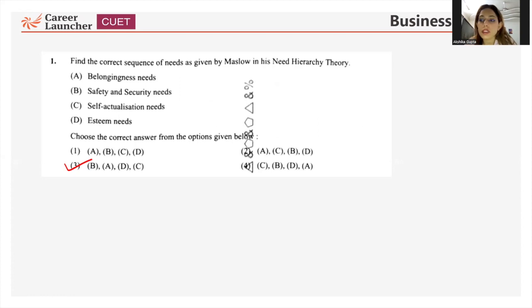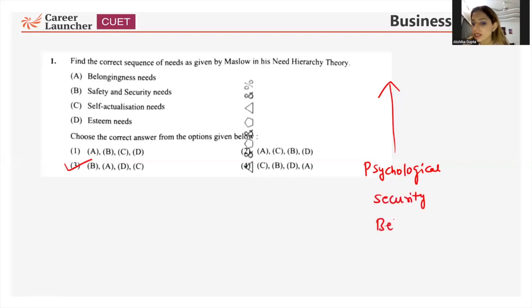So when we talk about this question, we know that we have to go from the basic needs towards the upper one. So the very first is what? Your physiological needs. The next comes your security needs. Then is your belongingness. Then is your esteem needs. And last but not the least is your self-actualization needs. So here the correct sequence will be B, A, D, and C. That is option 3, which is correct.